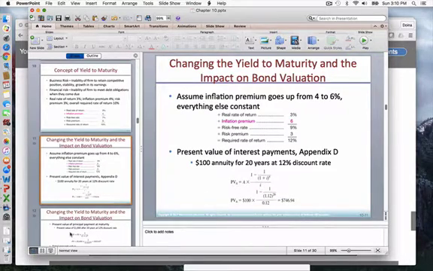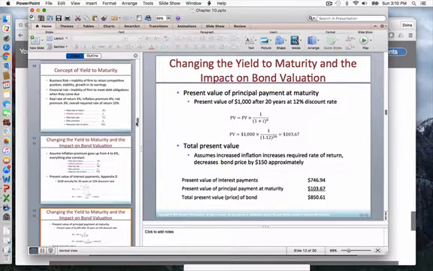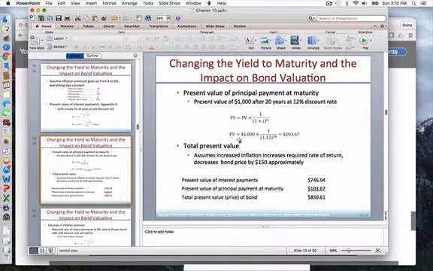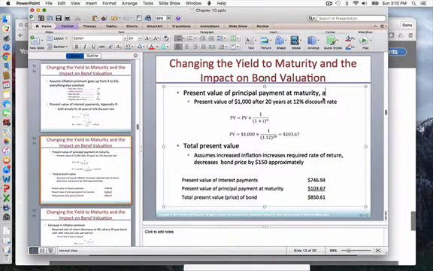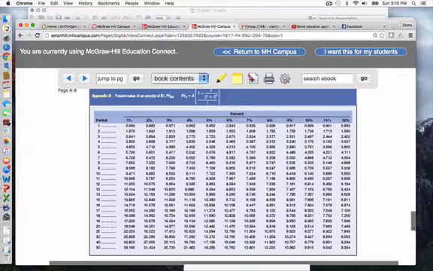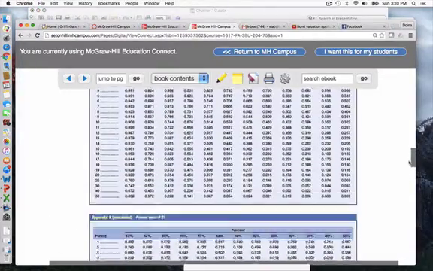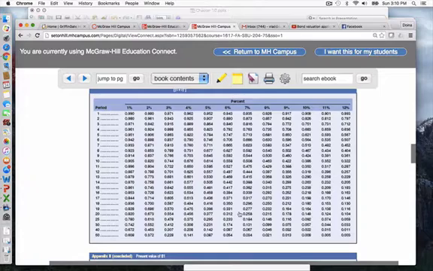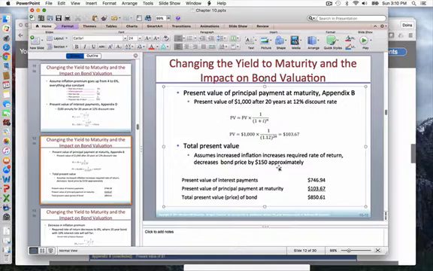And now we calculate the present value of the principal payment. We are going to calculate using Appendix B, because this is one payment I receive at the end of the period. Appendix B, n equals 20, interest rate 12%, 0.104. Well, that's again rounded here.